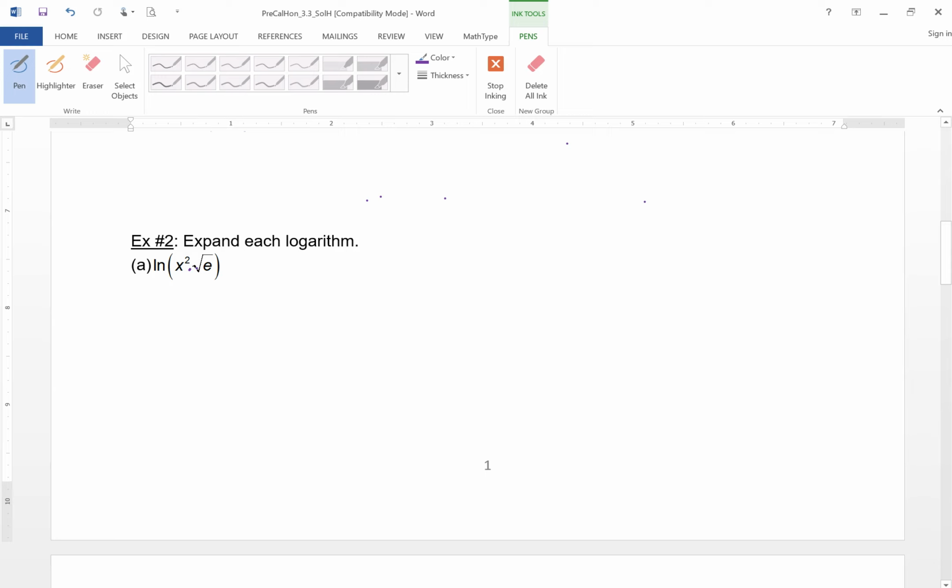So for example, I have an x squared and I have a root e, right? I consider that 2 elements. At the end of the day, I'm going to end up with 2 ln's. Okay, 1 for the x squared, 1 for the root e. So what I get here is ln of x squared, and because there is a multiplication in between x squared and root e, I say plus ln of root e.